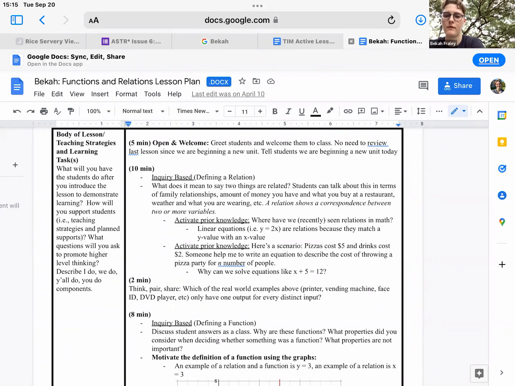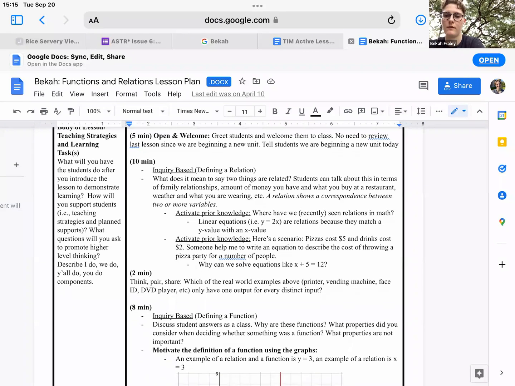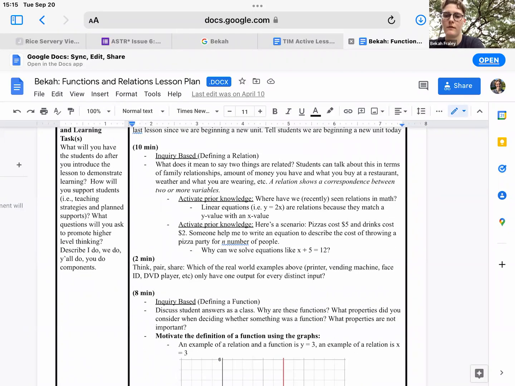There was no technology planned to be involved with this. I figured maybe just a whiteboard, small discussion groups. And then the students would think, pair, share, and discuss among themselves the idea of a function. We would have talked about functions as a group together and said, hey, a vending machine, a printer, Face ID. These are all examples of something where you put one input in, you get one output out.